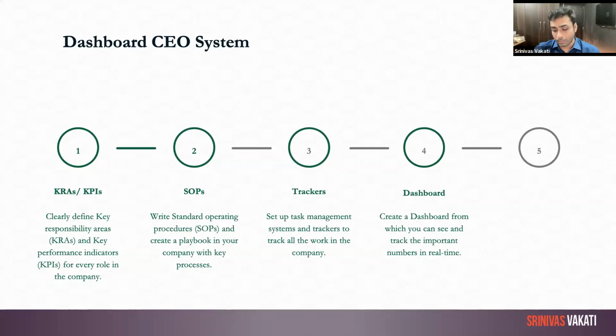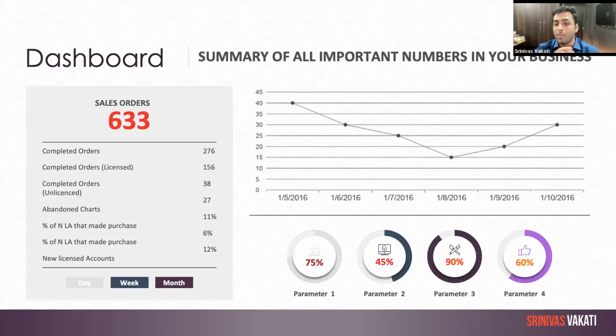Okay, now it can be in a graphical form, like what you see on a screen, or it can be a very simple Excel sheet with the key important metrics. Now tell me, as a business owner, what are some of the most important numbers that you need to track? Just share it in the chat box for me.